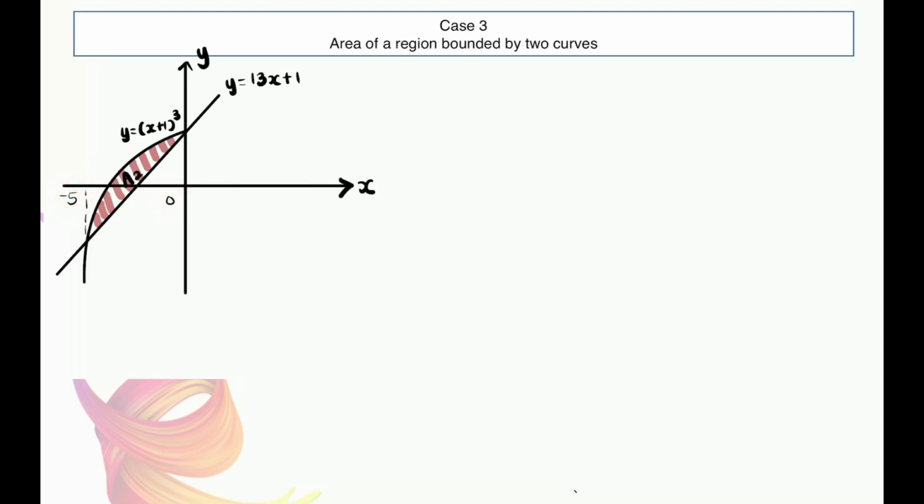So what we're going to do, we are going to use our formula. We're going to use the upper function minus the lower function formula. So our upper function is the y equals x plus 1 cubed, and our lower function will be y equals 13x plus 1. So this is the upper function and this is the lower function. So our interval will be from -5 to 0, and our upper function, as said just now, will be x plus 1 to the power of 3 minus 13x plus 1, and we'll integrate with respect to x.